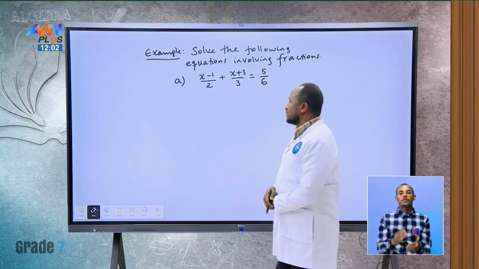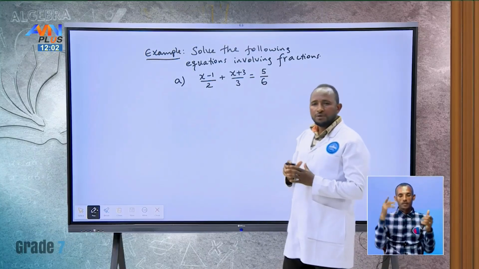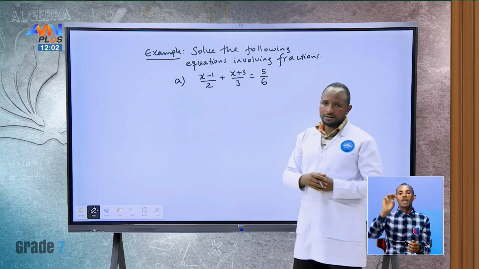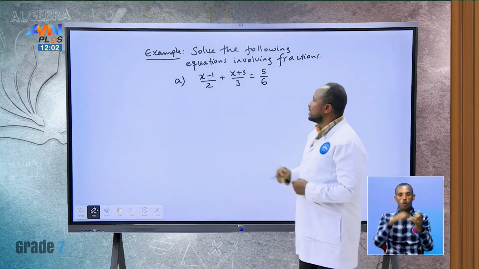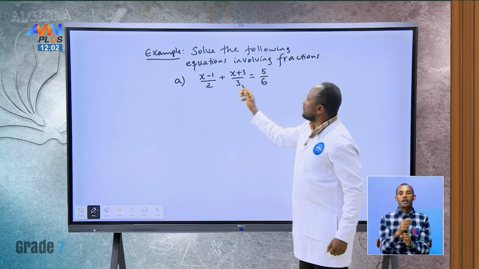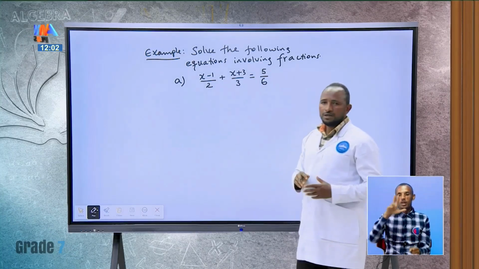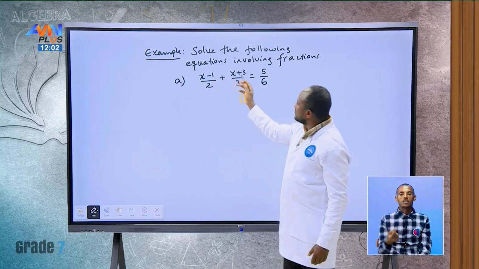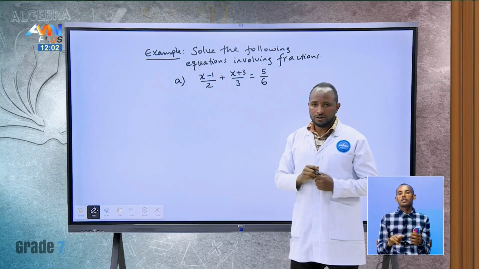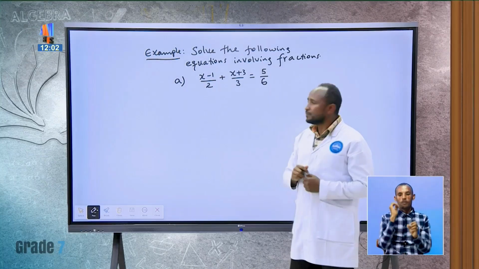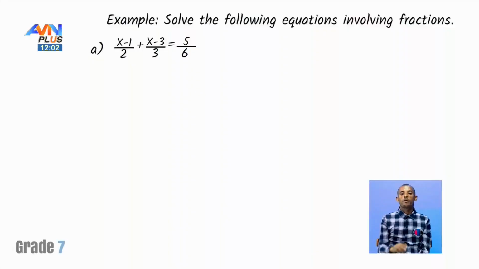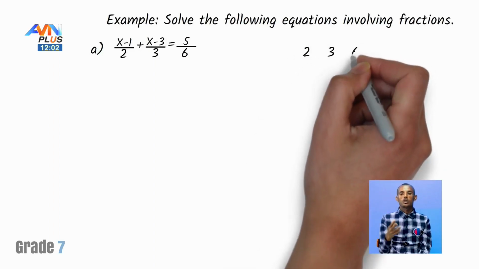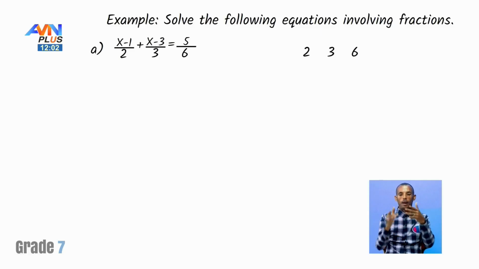To solve such an equation, your first step is determining the LCM of the denominators. So here we need to find the LCM of 2, 3, and 6. And then we multiply each term by its LCM. That's the procedure. So let's first find the LCM. The LCM of 2, 3, and 6. Let's use a tabular method to find the LCM.